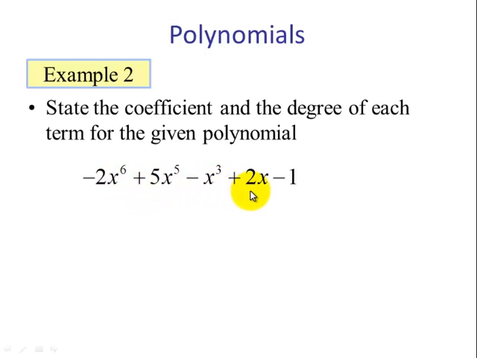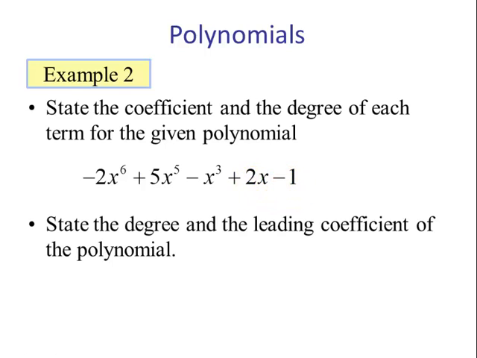We have 5 terms. So the first term would be negative 2x to the 6th. The next term would be 5x to the 5th. The next term would be negative x cubed. Next term would be 2x. And the last term, the constant term, is negative 1. The coefficients for each of the terms would be negative 2, 5, negative 1, 2, and negative 1.